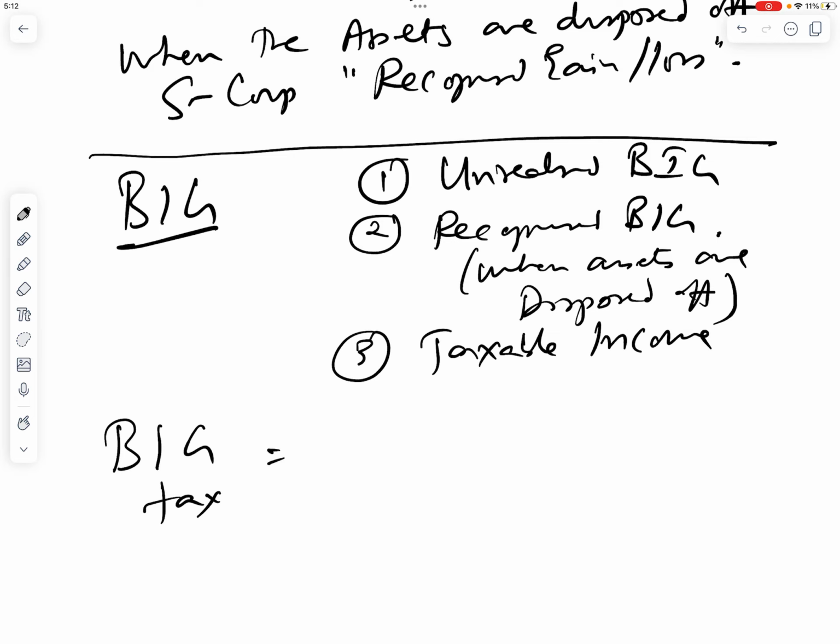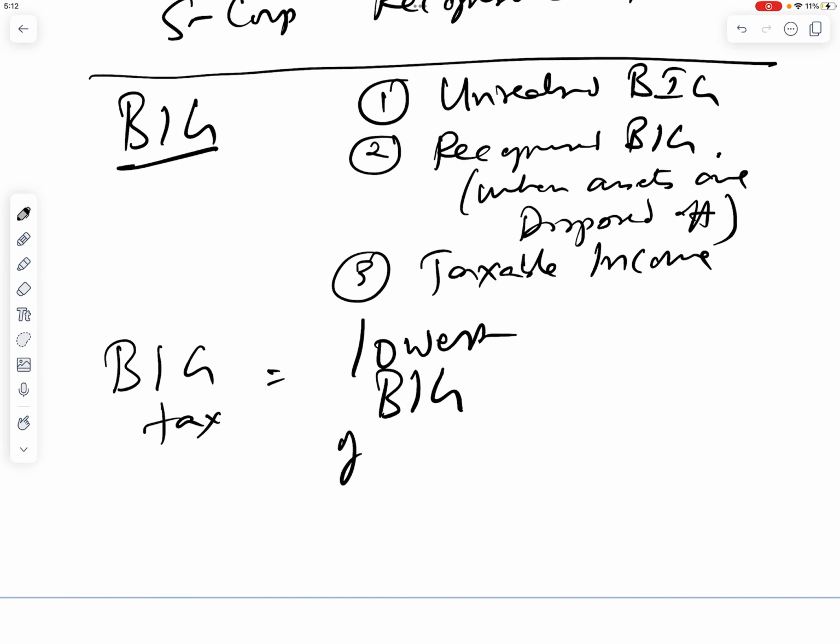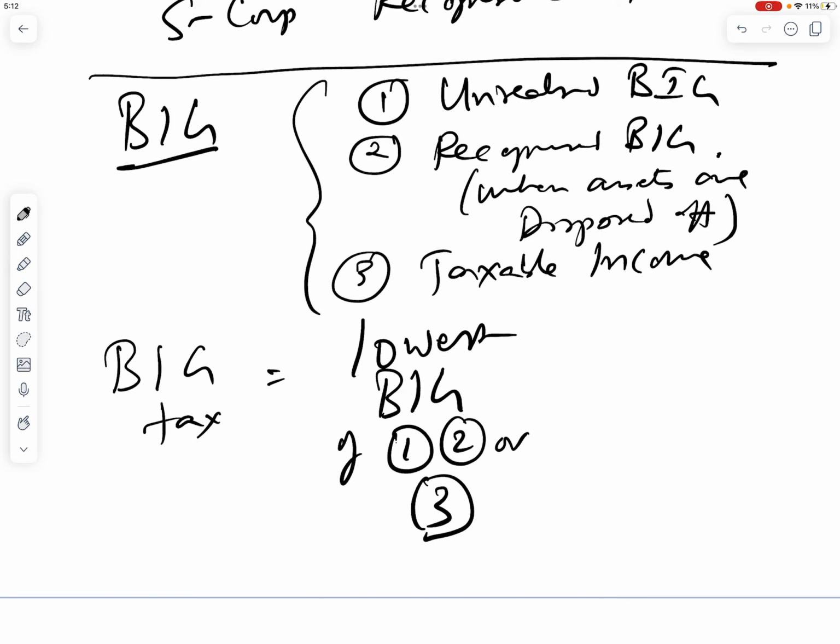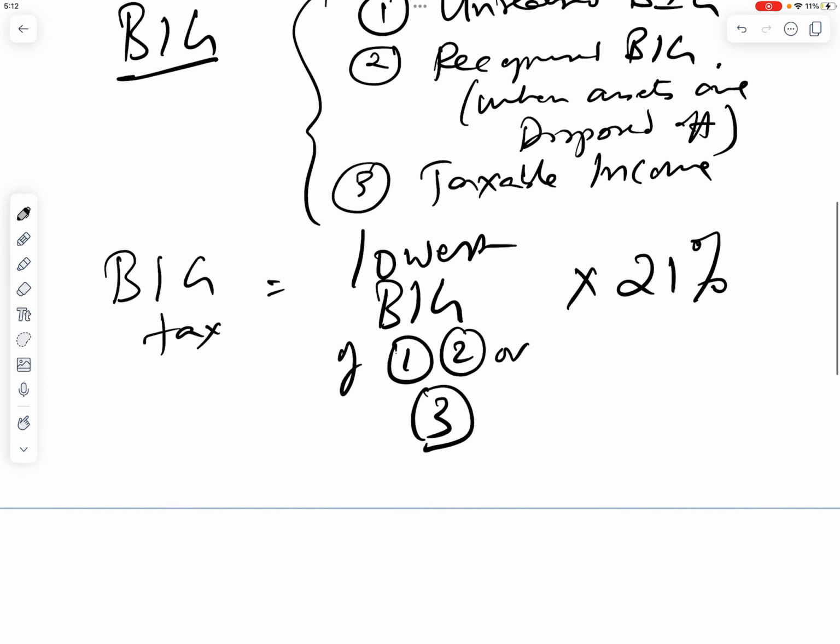Okay, now the built-in gain tax is the lowest built-in gain of 1, 2, and 3 that we just computed above, right? The lowest of these three numbers times the highest marginal rate, which is currently 21%. Okay, that's your built-in gain tax. And just like the ENPI tax, the built-in gains tax also flows through to the shareholder. Okay, it's paid by the S corporation, but flows through to the shareholder.